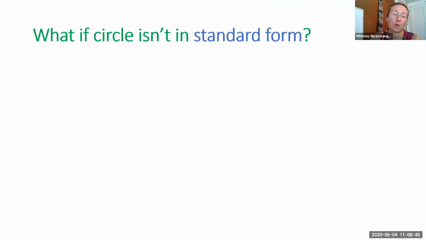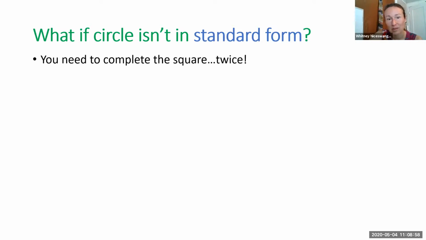So what if our circle isn't in standard form? You notice how we have to have those perfect squares. The x and the y are grouped with something and then squared. Well, if it's not in standard form, just like the parabola, we have to complete the square. And we actually have to do this once for the x variables and once for the y variables. So you're going to get really good at completing the square after this section. Okay.